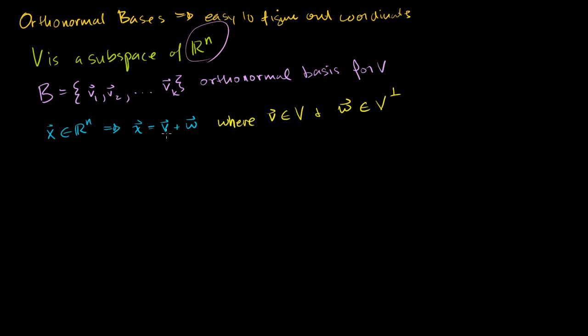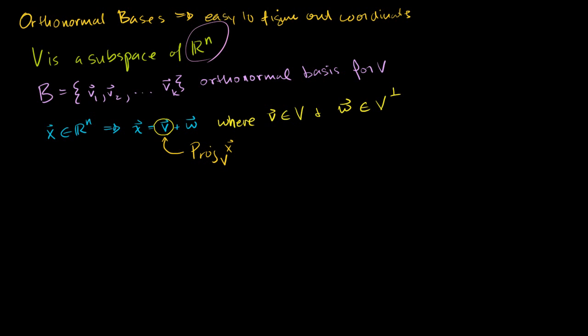Now, what is this thing right here? By definition, that is the projection of x onto V. This would be the projection of x onto V's orthogonal complement. And we know in the past that this is not an easy thing to find.